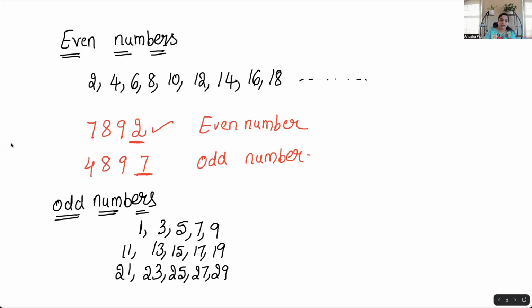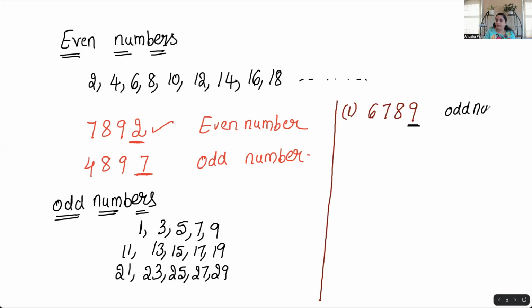Okay, let me teach you with a few examples and we'll decide whether it is an even number or an odd number. The first number I'm taking is 6789. So we have to check the ones place. Here the ones place is 9. If the ones place is 1, 3, 5, 7 or 9, then we will say that number is an odd number.